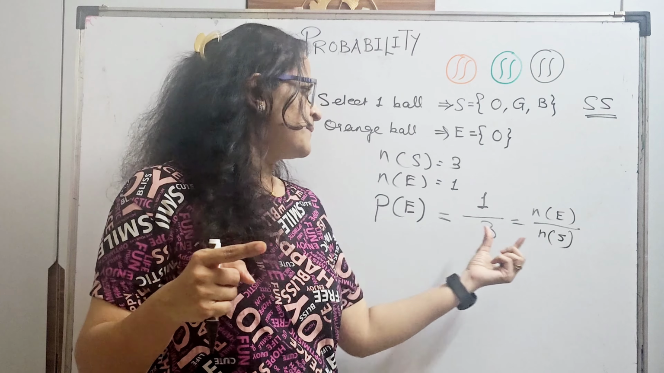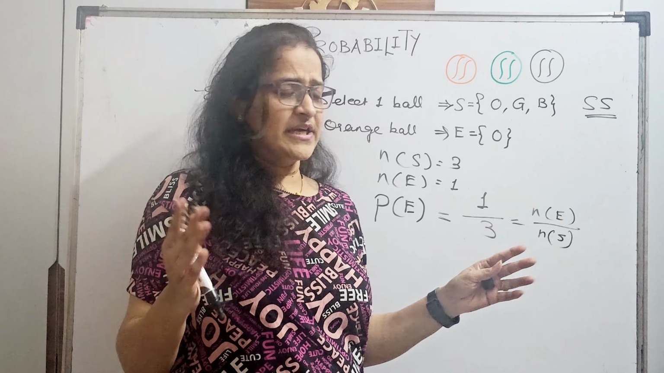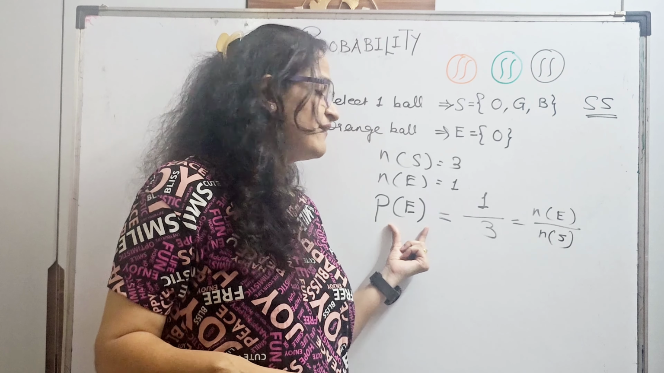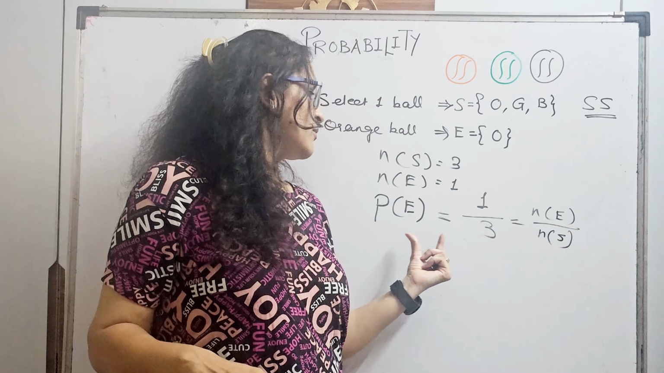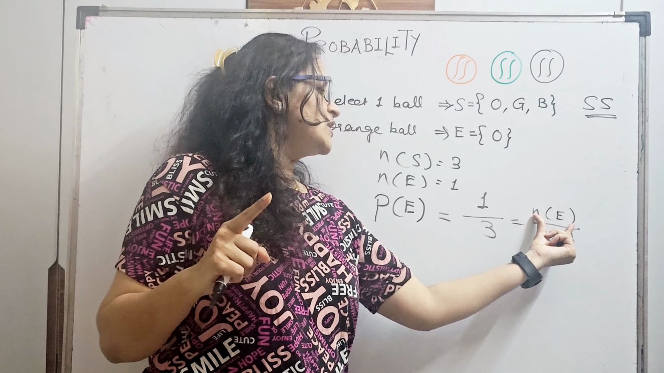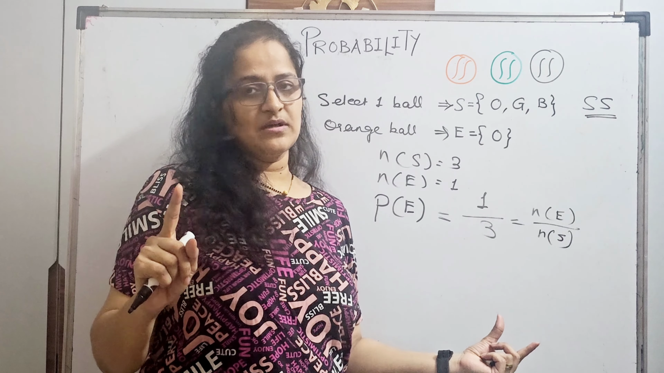You don't have to mug it up. We just derived it, logically only. We didn't really mug it up. So what is the probability of event? P of E equals N of E divided by N of S. Probability of an event equals total favorable outcomes divided by total outcomes, correct?